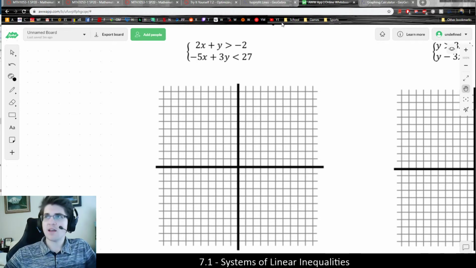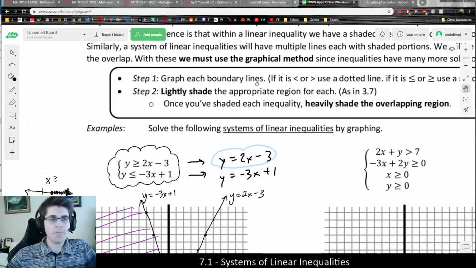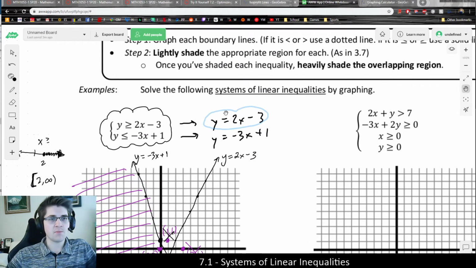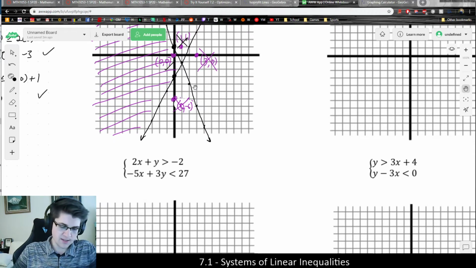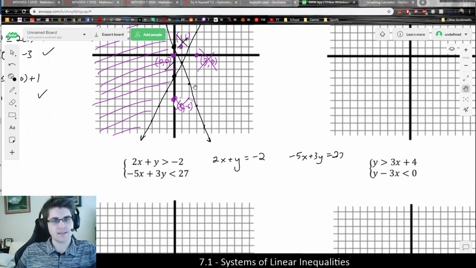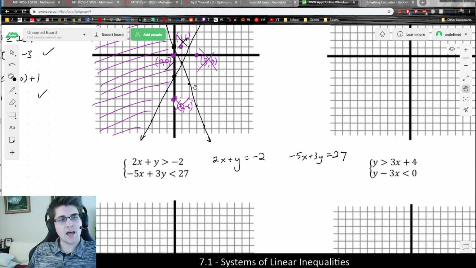So in this case, again, if we're following the step-by-step process, step one is to graph the boundary lines. And remember, boundary line just means change it to an equals sign and graph. So in each of these, we could imagine our first equation as 2x plus y is equal to minus 2, and negative 5x plus 3y is equal to 27. And I want to graph those lines individually. And then after I graph the boundary lines, I figure out where to shade.